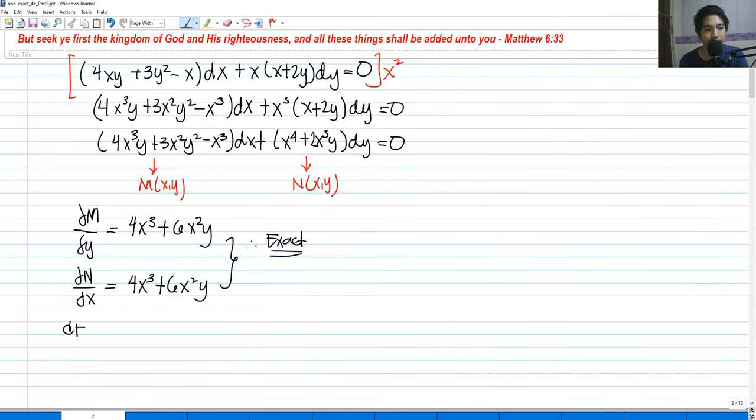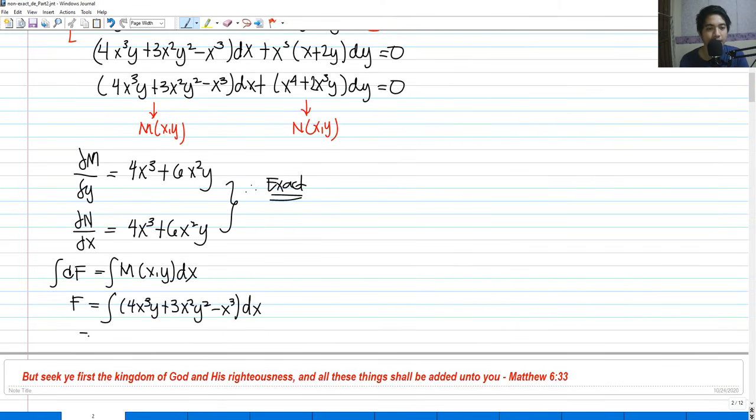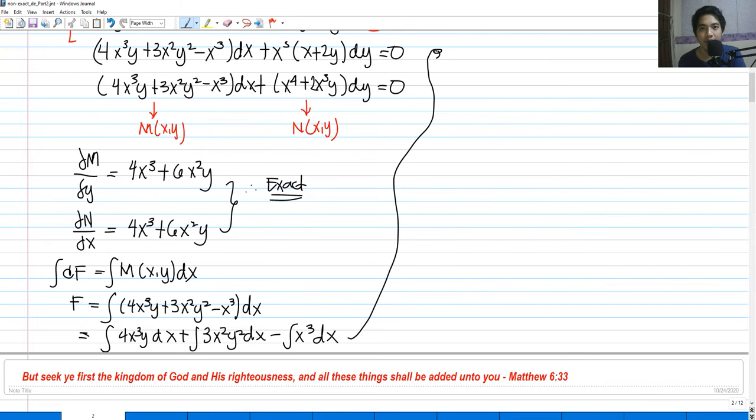We have partial of f, and then the integral of m of x, y dx. So we have f equals the integral of 4x cubed y plus 3x squared y squared minus x cubed dx. So distribute the integral sign and the dx. We have the integral of 4x cubed y dx, plus the integral of 3x squared y squared dx, minus the integral of x cubed dx. So shall we continue our solution here?